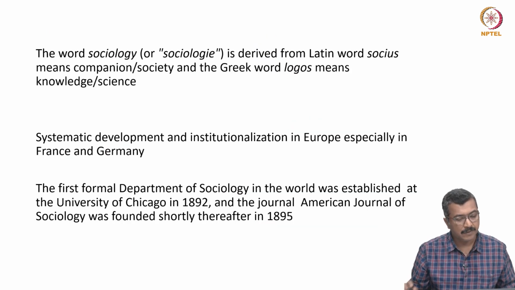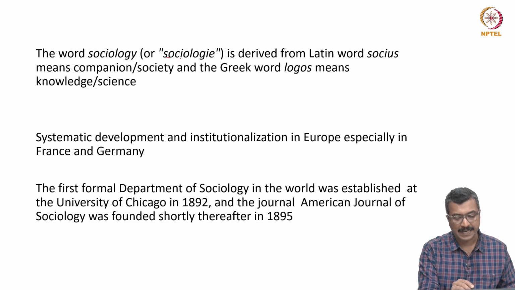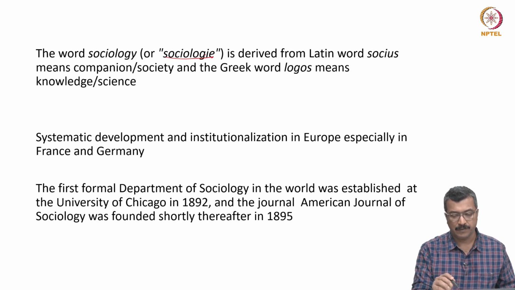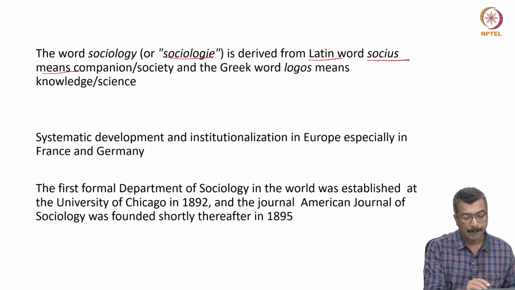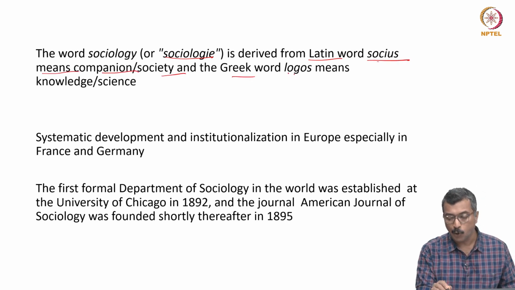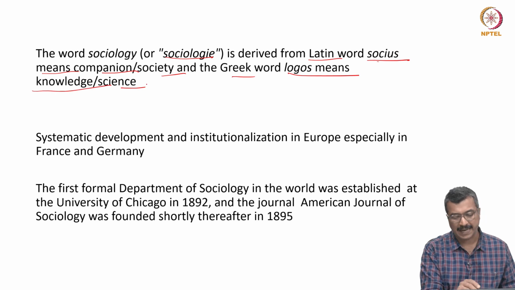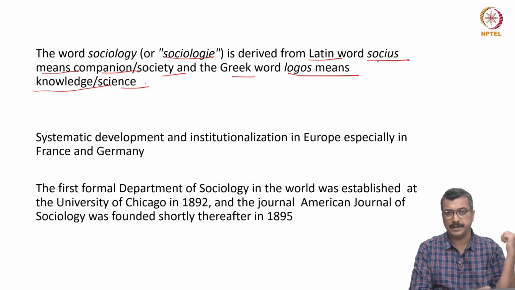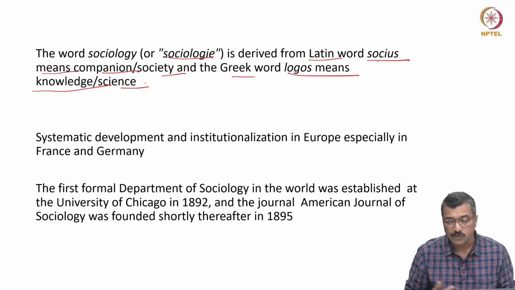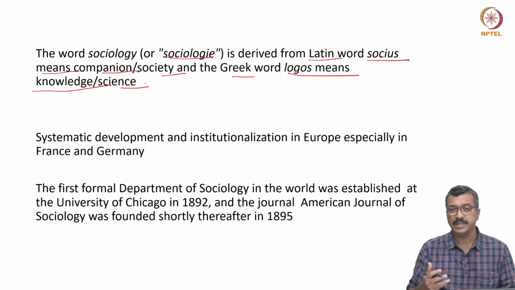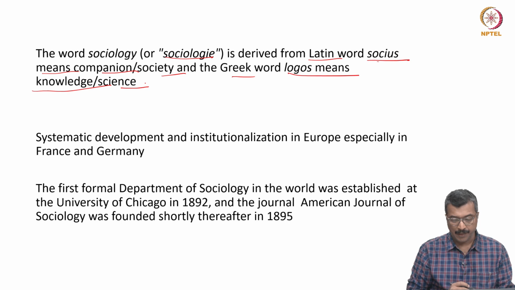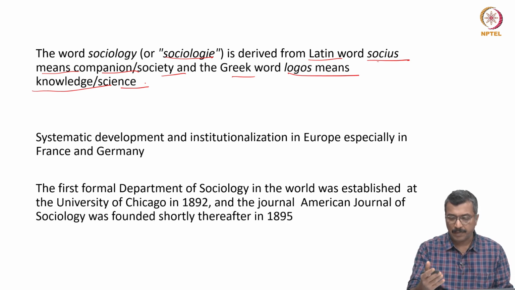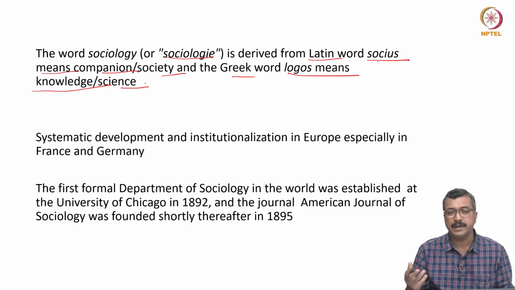Now, the word sociology, it's a French word, is derived from the Latin word socius, meaning companion or society, and the Greek word logos, meaning knowledge and science. So if you look into the etymology of the word, it is the science of society, or the knowledge of society. Again, I am not going into the details, but sociology emerged as a science.